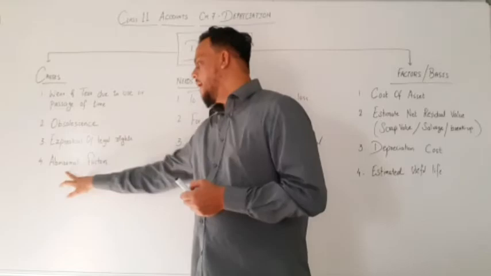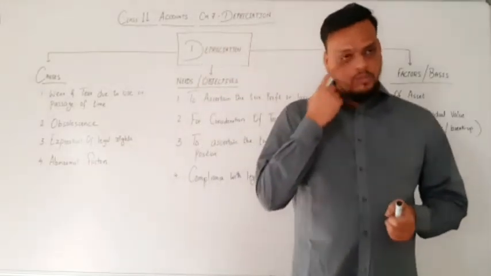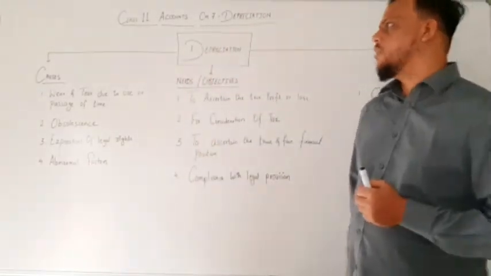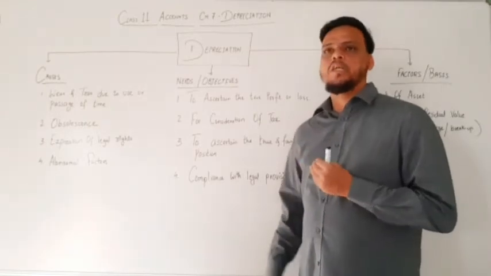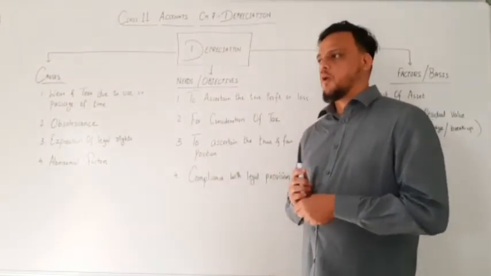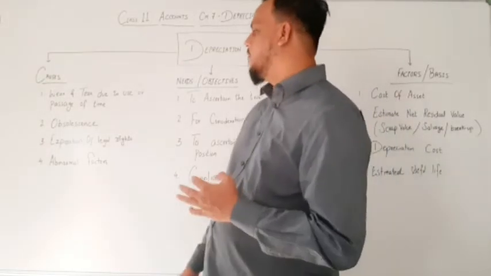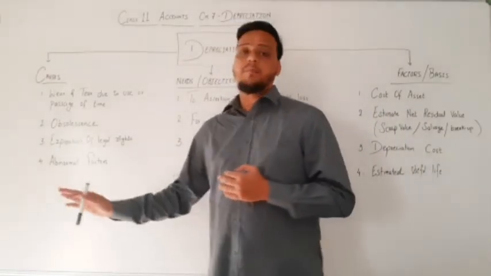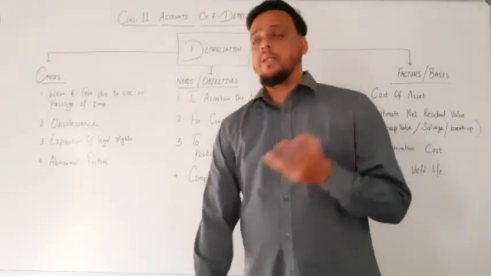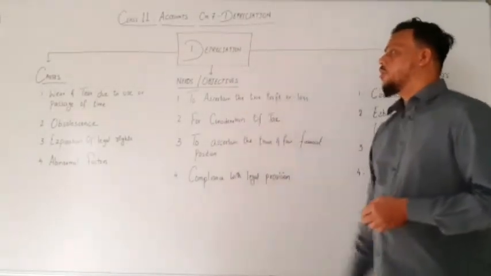What happens? Abnormal factors. Abnormal factors means the other things which are not included in depreciation. They are also added because of certain reasons, because of exploitation or destruction, or any other factors which cause depreciation. They are added over here.